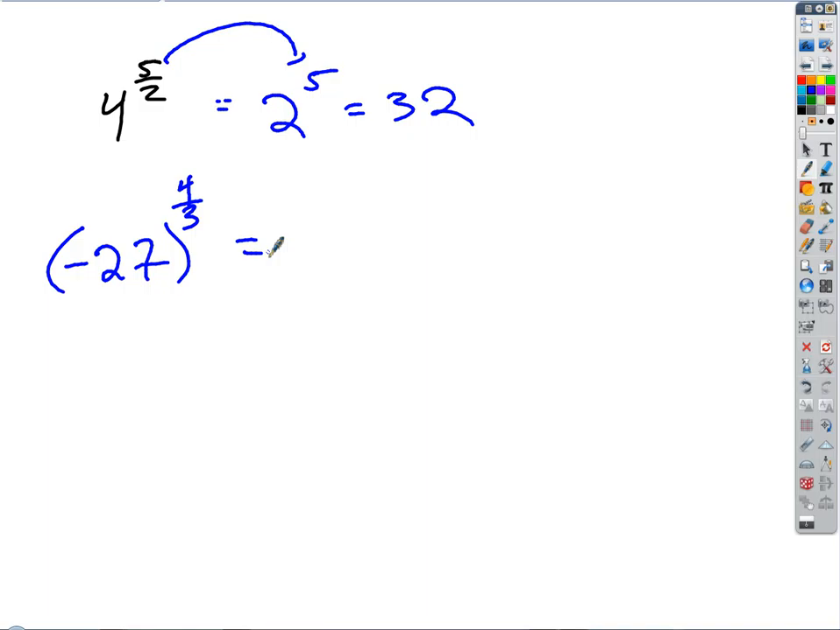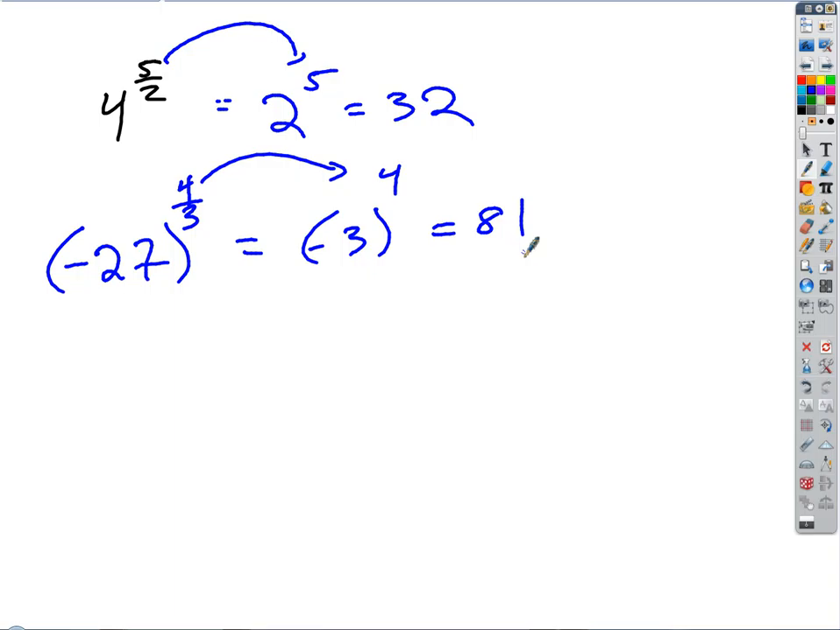I know some of you maybe used a calculator. See if we can do it without a calculator. What kind of a root are we taking? The cube root. So the first step is, what's a cube root of negative 27? Negative 3, right? So this is going to give us negative 3 to the 4th. Well, what's negative 3 to the 4th? It's just negative 3 squared, squared, right? Negative 3 squared is 9. 9 squared is 81. Okay, that's it.